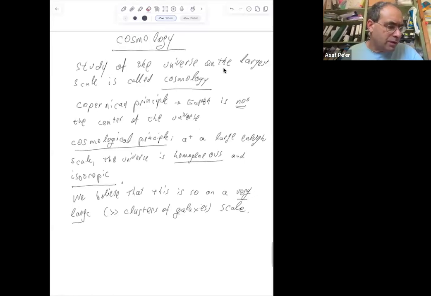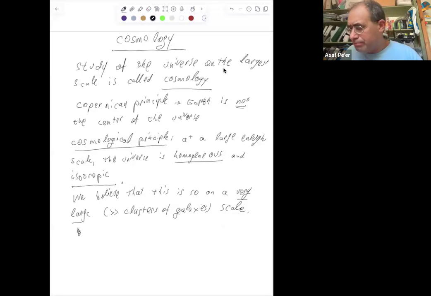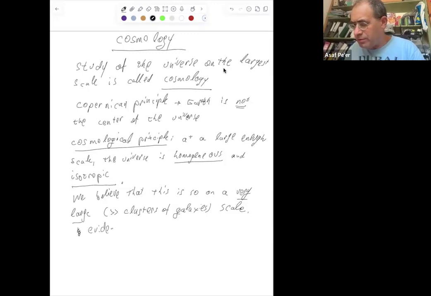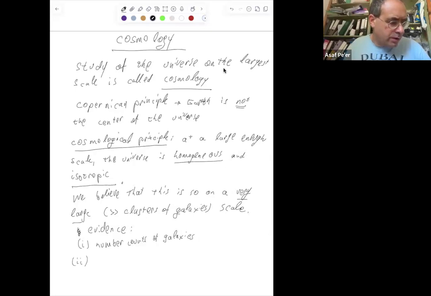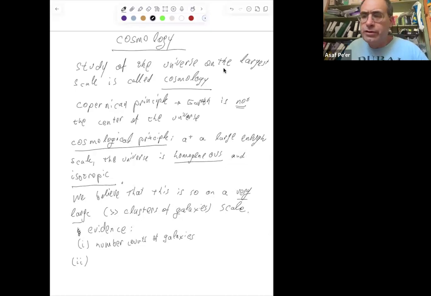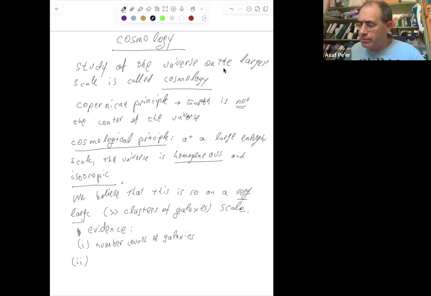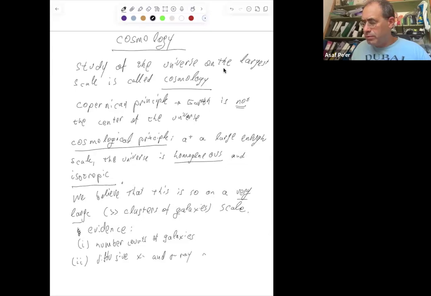So we're talking about number counts of galaxies, evidence. Let's call it evidence, although these are suggestions. Number counts of galaxies. Then we also have diffusive X-ray and gamma ray radiation.